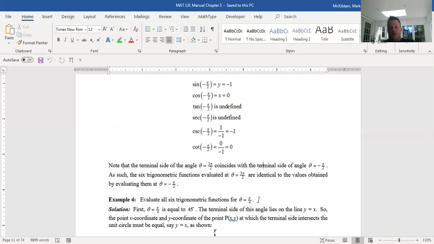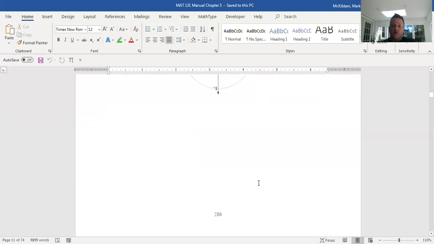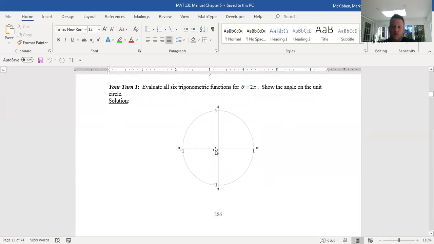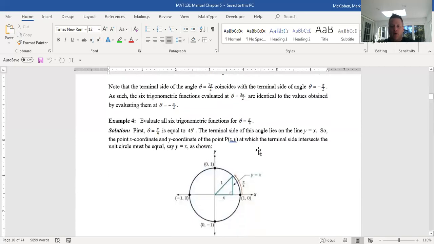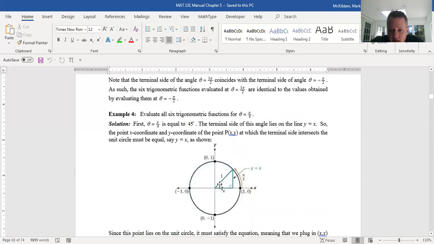The easiest one of those three to do is pi over 4, right? It's 45 degrees. If you went exactly 45 degrees on the unit circle, that's the y equals x line, right? That's known to be the 45-degree line. And so what we know is that at the point of intersection, when you've gone 45 degrees, this point has the same x as it does y, right? If you're on the line y equals x, the x coordinate and the y coordinate are equal.